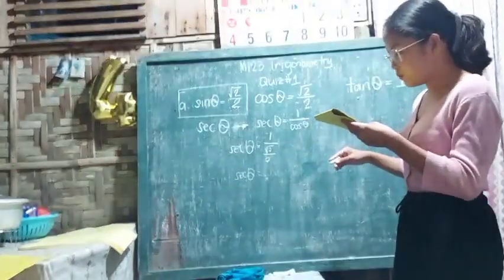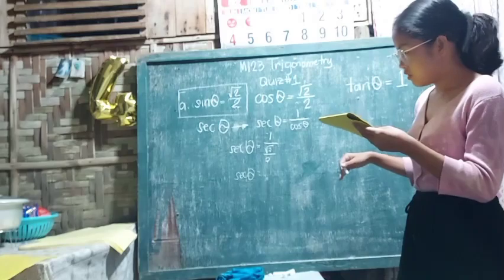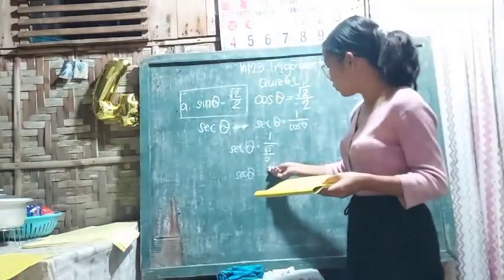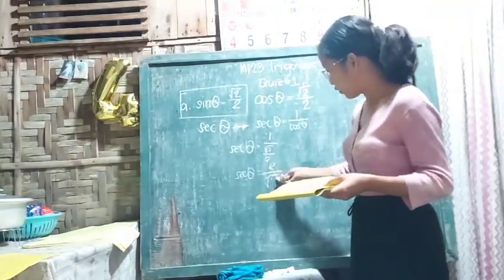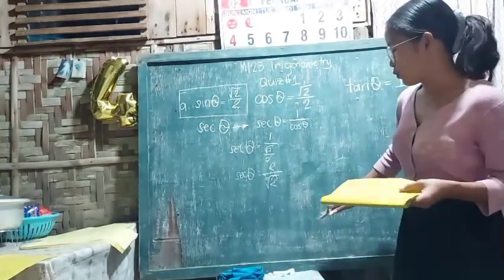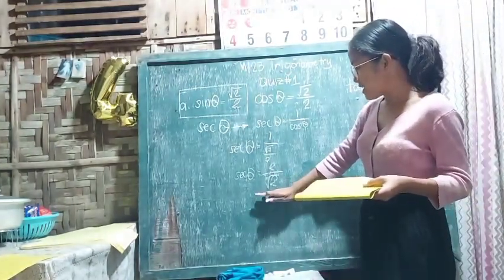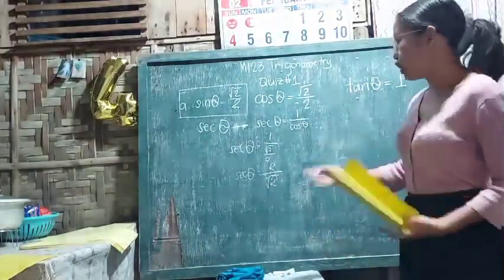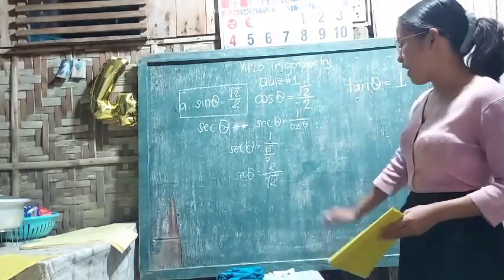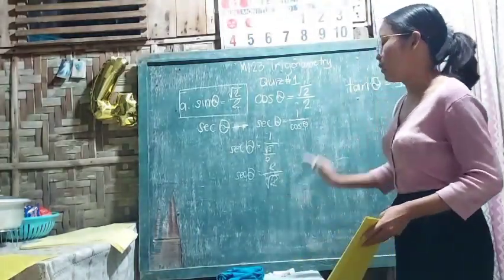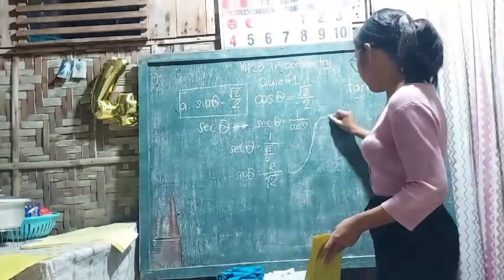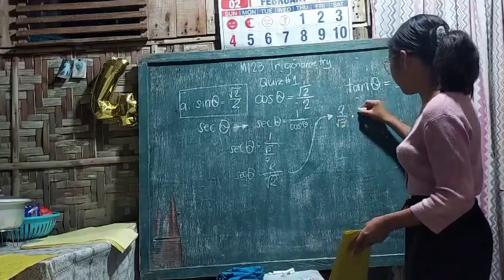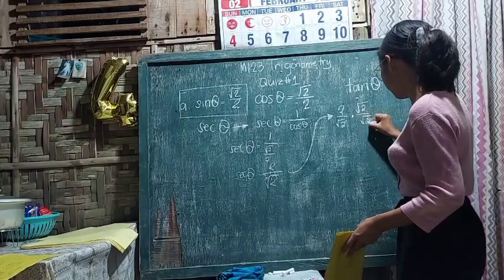Next, 1 over square root of 2 over 2 will become 2 over square root of 2. Now that we have a radical as our denominator, we are going to rationalize it since, as I've said earlier, we shouldn't have a radical for a denominator. So let's rationalize it. 2 over square root of 2 multiplied by square root of 2 over square root of 2.